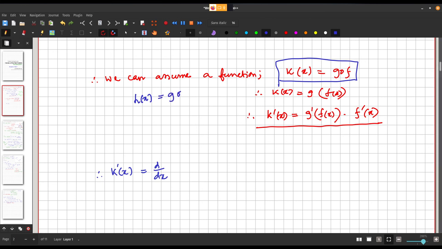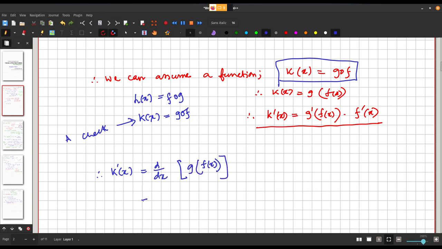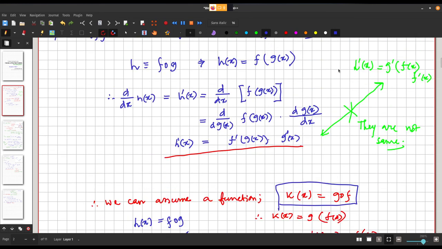In the actual problem, h is defined as f o g. So that is incorrect, and if we check this one just for a check, we will find that this is nothing but g prime f x times d/dx of f x, which is equal to g prime f x times f prime x. So the derivative of g of f matches with the expression given.